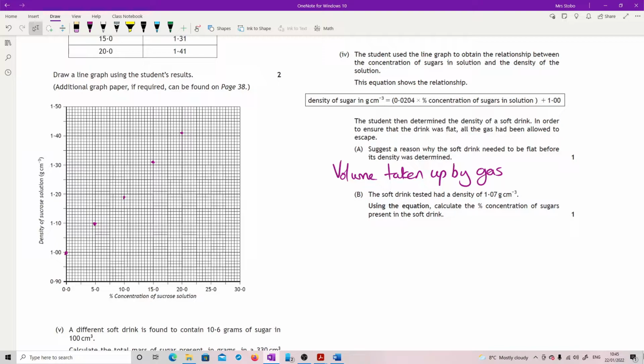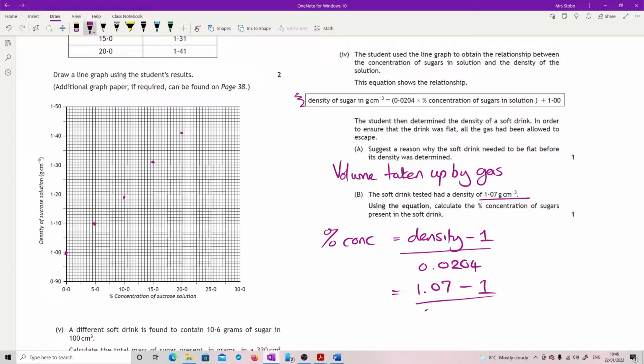Use the equation to calculate the percentage concentration of sugars present in the soft drink that had a density of 1.07 grams per centimetre cubed. I need to rearrange my equation for percentage concentration. So percentage concentration is going to be the density minus 1, over 0.0204. We're happy with that rearrangement of the equation, and then you just plug in the numbers. 1.07 as my density, minus 1, over 0.0204. Plug it all into my calculator, gives me 3.43%.